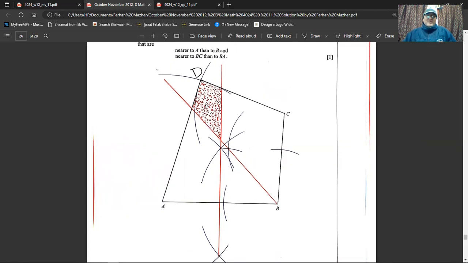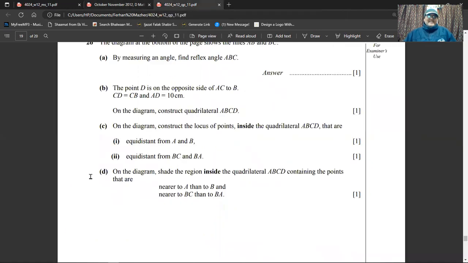I join these points, and that red line is the perpendicular bisector of AB. When you walk on it, you are always equidistant from A and B. That's locus. Okay, then he says equidistant from BC and BA.